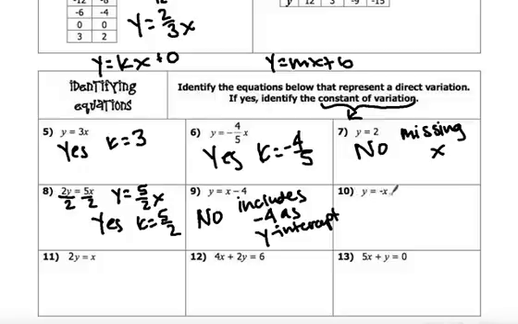Number 10, I've got y equals negative x, and so this one would be a yes because it is written in that y equals kx form. My k in this one would be equal to negative 1. You try 11, 12, and 13.